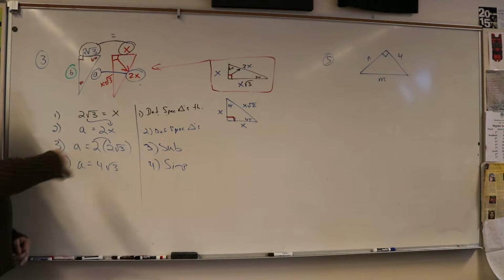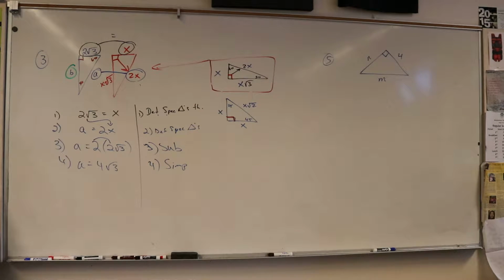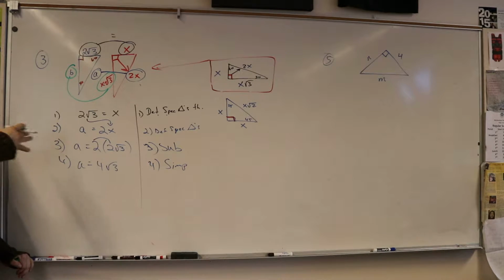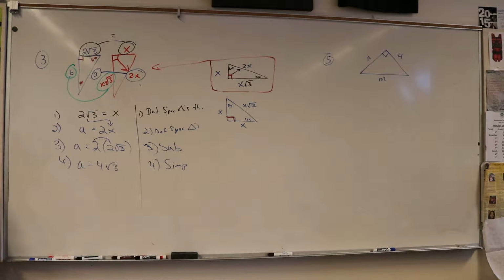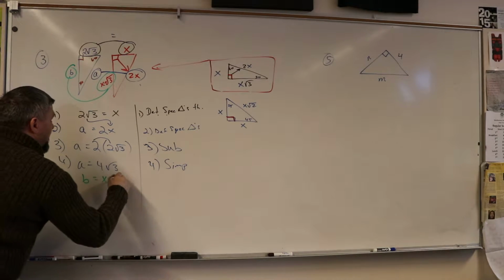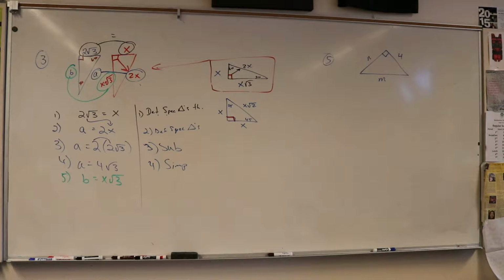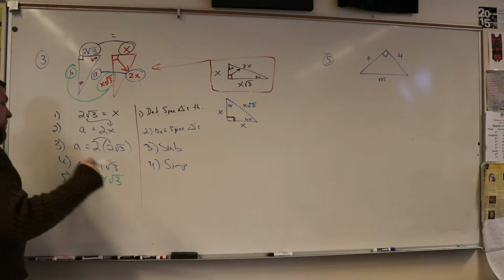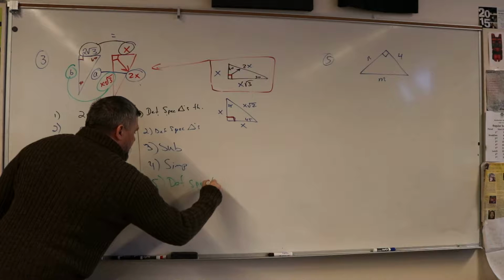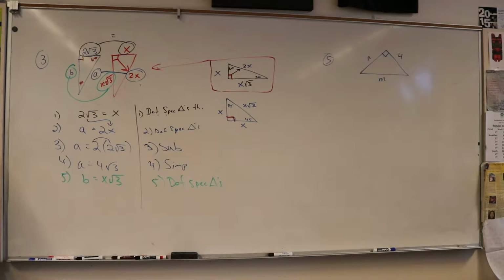Okay? Now what's the last thing I need to find? B. Okay? And what's B? X square root 3. Very good. B is x square root 3 because it's that other side. That's that side correlating to it. Okay? Alright, so B is equal to x square root 3. Right? Alright. Why? Special triangles. Very good. Definition of special triangles. Okay? Then what? Substitution. So what's x?